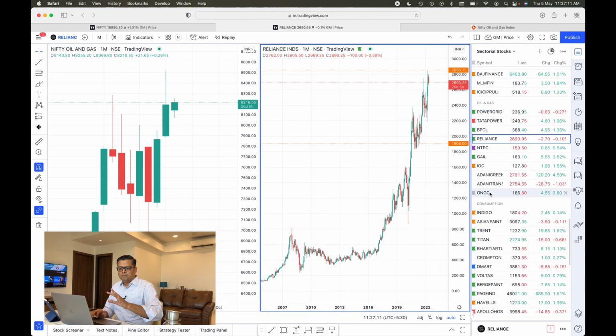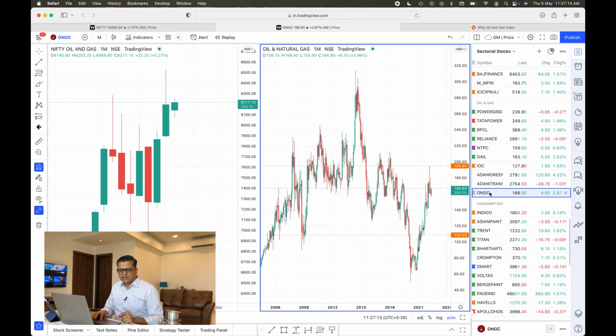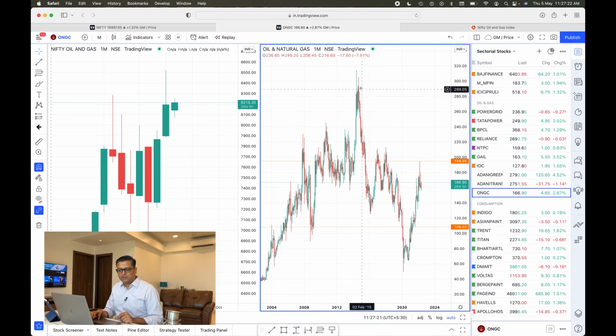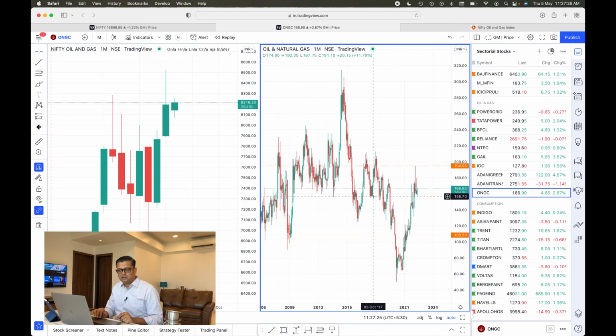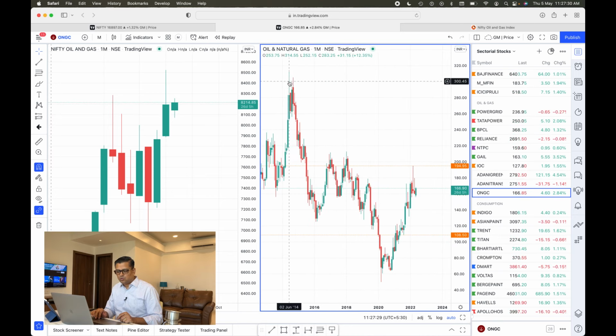Now Nifty oil and gas is in an uptrend, whereas ONGC is in a corrective, downtrending phase. So this is not a very great scenario. ONGC is correcting. ONGC created a top in 2014, and since then it has been under correction and not really outperforming. Now why am I looking at these kinds of scenarios?